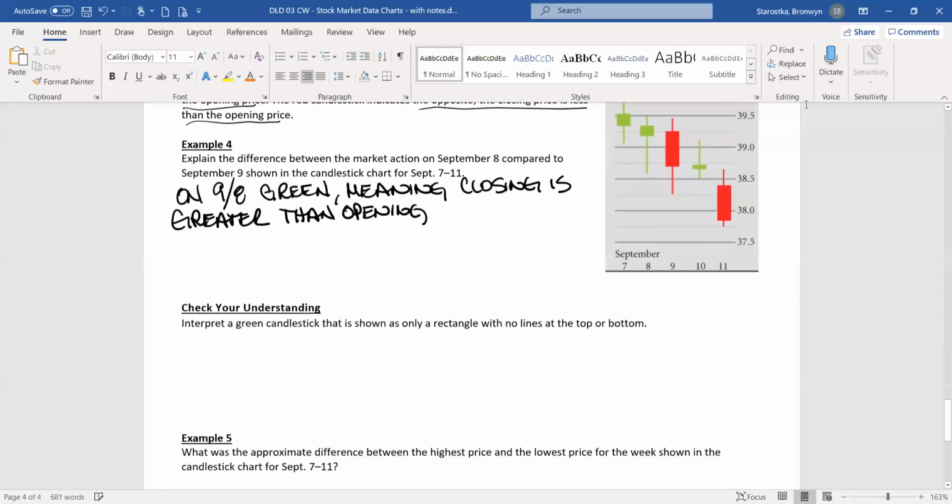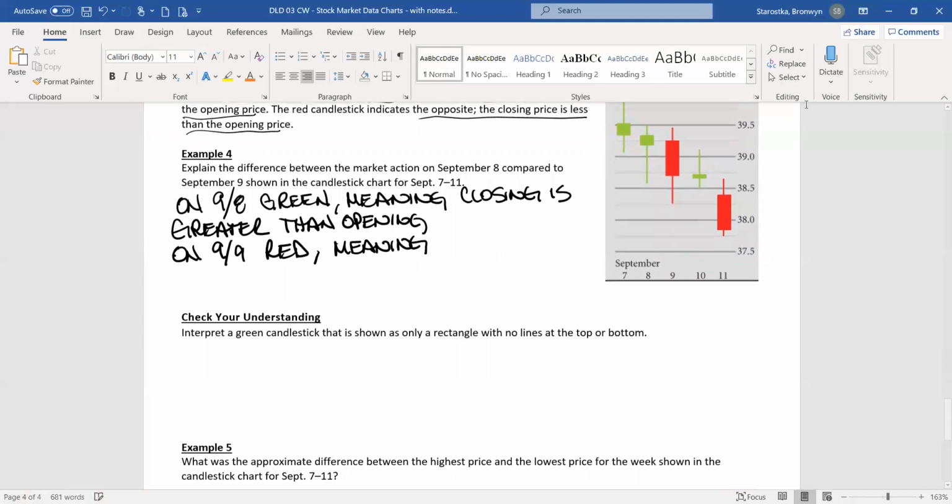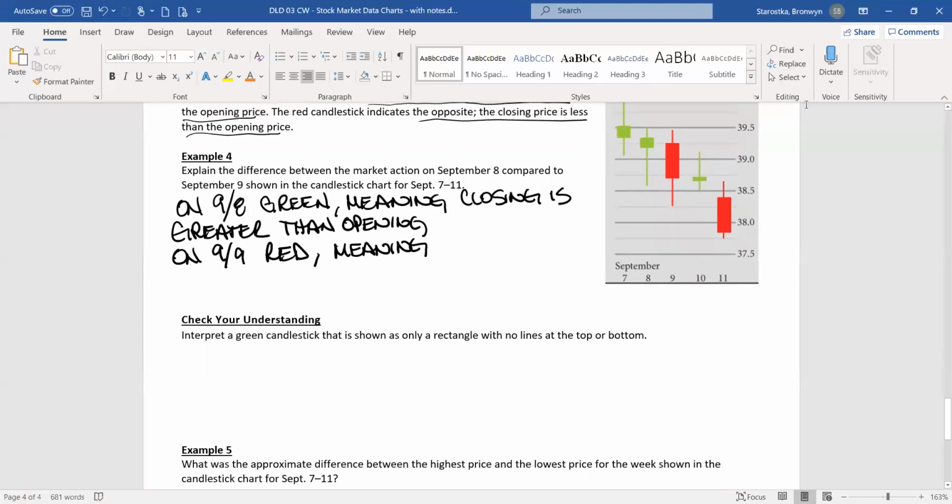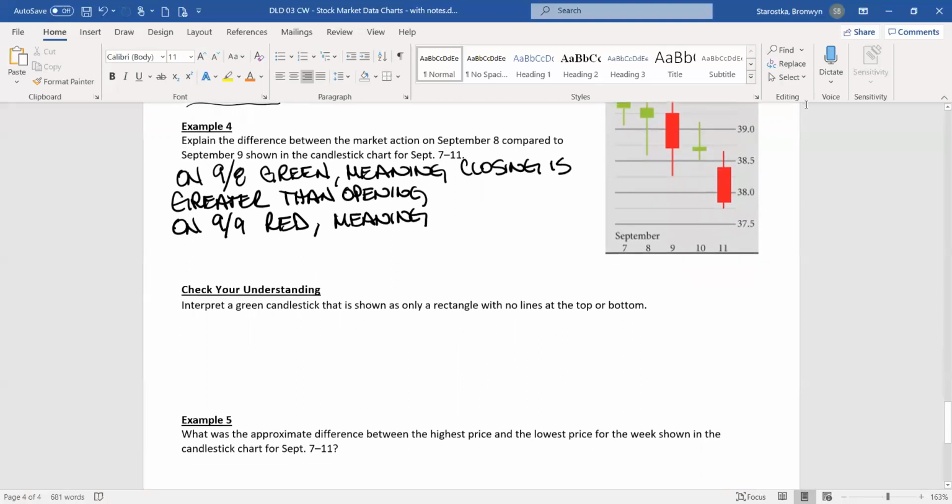And then on September 9th, it's red. What does that mean? Closing price is less than opening. It closed lower than it opened.